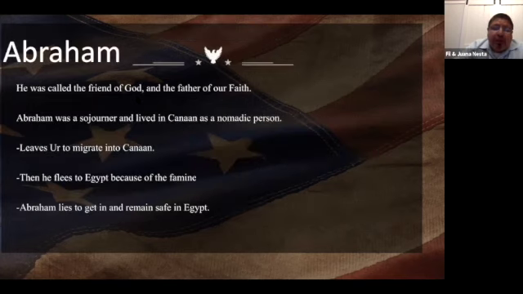So Abraham was an immigrant because he leaves his hometown, the city of Ur, to migrate into Canaan. Then he flees into Egypt because of the famine. So Abraham lies to get into and remain safe in Egypt, and this just goes to show some reasons why people migrate to different places. And here we see a case of economic immigration.